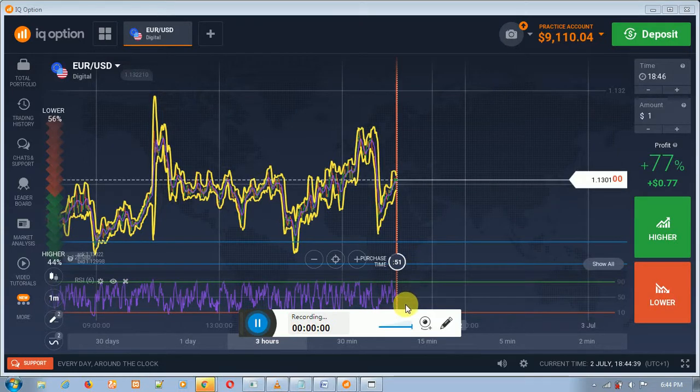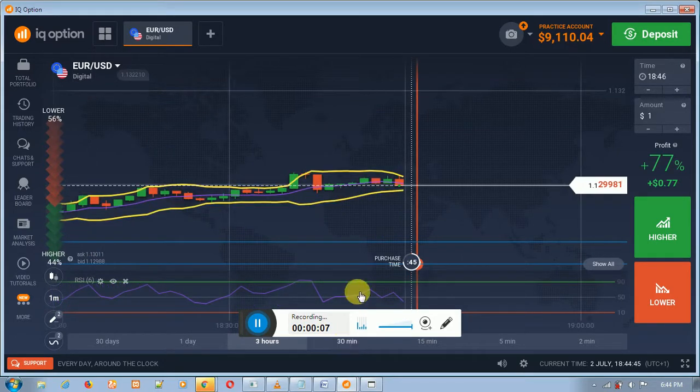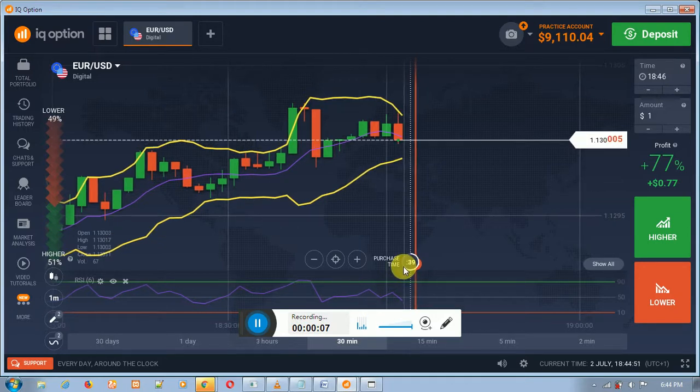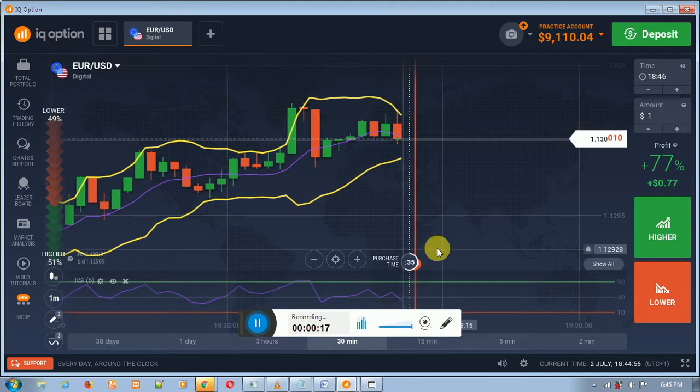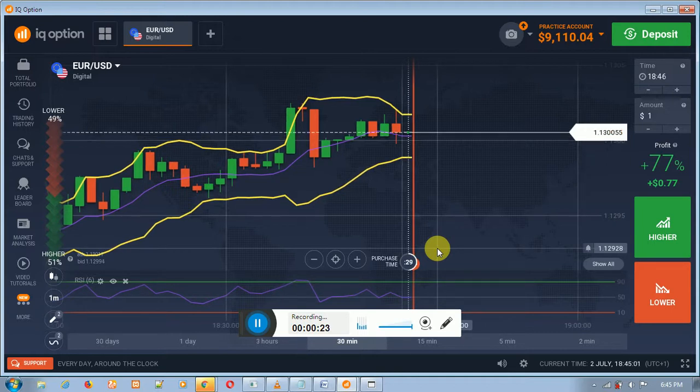Right now I'll be doing a very short video tutorial on Iqoption. You need to understand how the candle works, particularly the candle strategy, which is so important. Let me start with the settings.